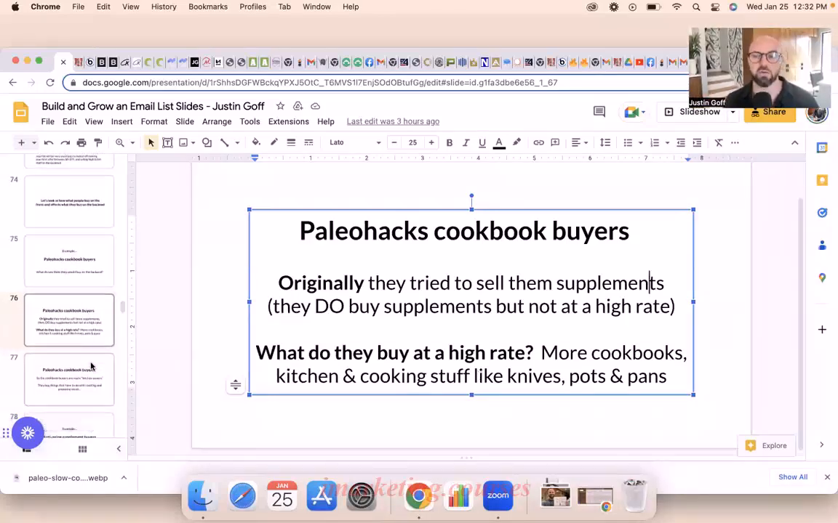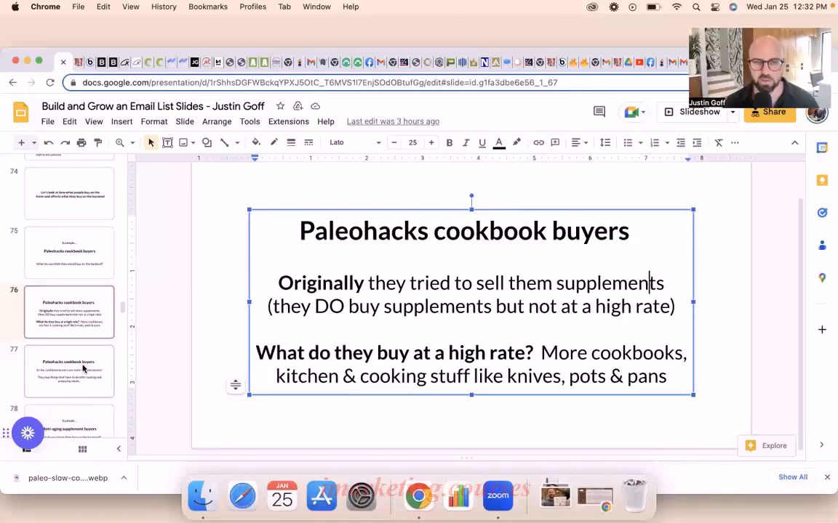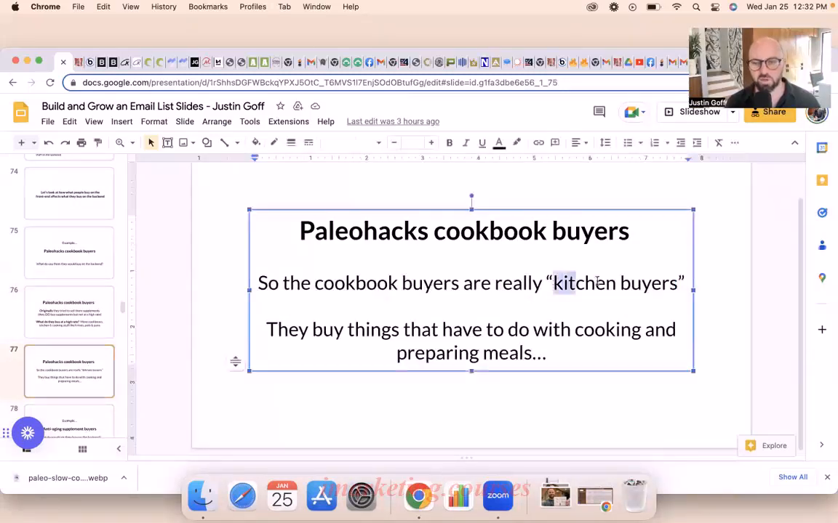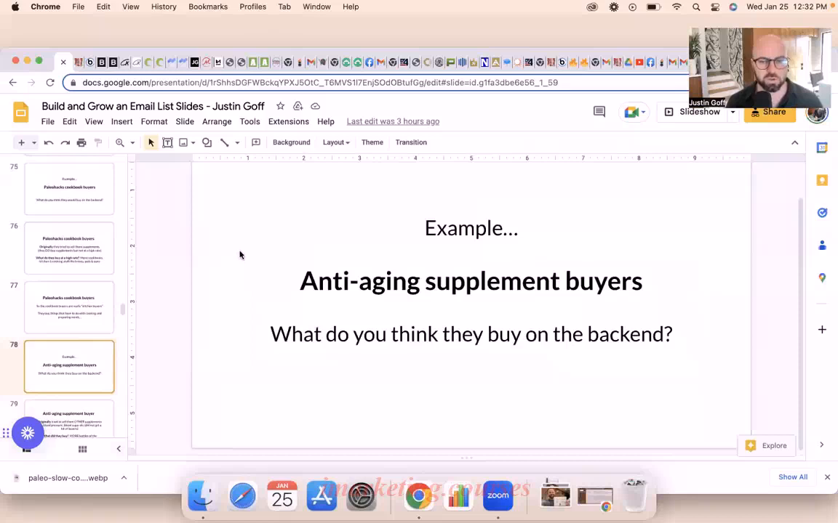So that's a very different buyer than the supplement buyer. And it took Dave and his team kind of a long time to figure that out, because they kept trying to sell supplements, because every other health business sells supplements on the back end. But for their buyers, the cookbook buyers, it's a different type of buyer. It's not really a supplement buyer. They kind of realized eventually they are kitchen buyers. That's what they are. So they buy things that have to do with cooking and preparing meals. So it's really important to figure out, like I said, what they buy on the front end really determines what they're going to buy on the back end, which is why you got to put a lot of thought into what you're selling them on the front end.